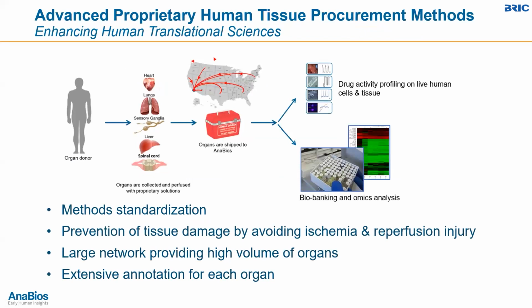AnaBios is a unique company dedicated to human translational sciences and studying the effect of novel therapies in human tissues. To this aim, we work with a human organ procurement organization in the United States only to recover ethically consented human organs. To do this, we have well-trained surgical teams. Also, we have developed a proprietary solution for recovery and shipment of organs. The solution ensures high viability of the recovered organs. Of course, we have standardized our method, and each organ comes with an extensive annotation.